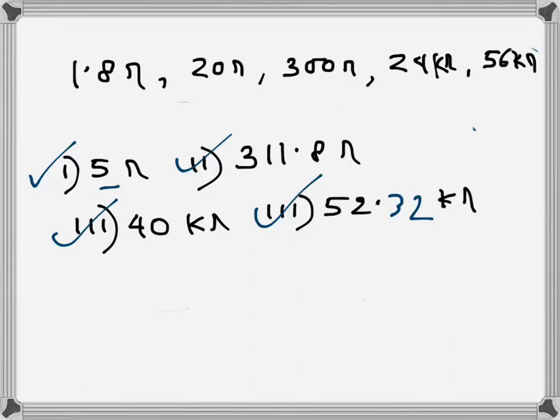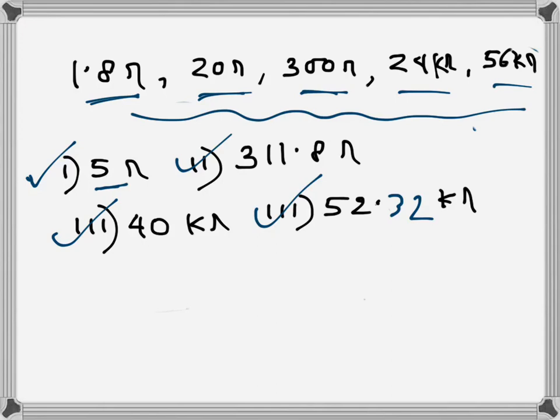So in our lab we have these resistances available, plenty of them, so we can use as many as we require. There's 1.8 ohms, 20 ohms, 300 ohms, 24 kilo ohms, 56 kilo ohms, and we need to achieve these resistances, each of them, by series and parallel combinations of any of these available ones. So 5 ohms, then 311.8 ohms, 40 kilo ohms, and 52.32 kilo ohms.